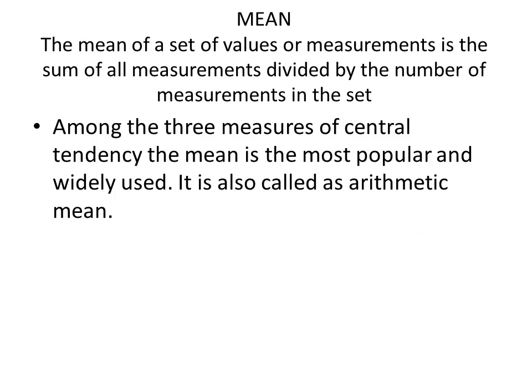Mean. The mean of a set of values or measurements is the sum of all measurements divided by the number of measurements in the set. So the mean of a set of values, in the sense, we are going to add all the values and divide by how many there are. Among the three measures of central tendency, the mean is the most popular and widely used. It is also called the arithmetic mean.